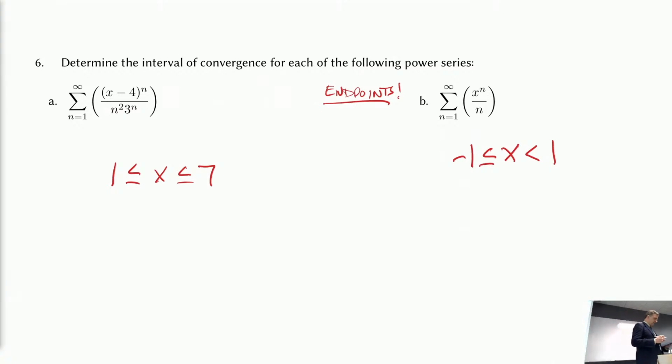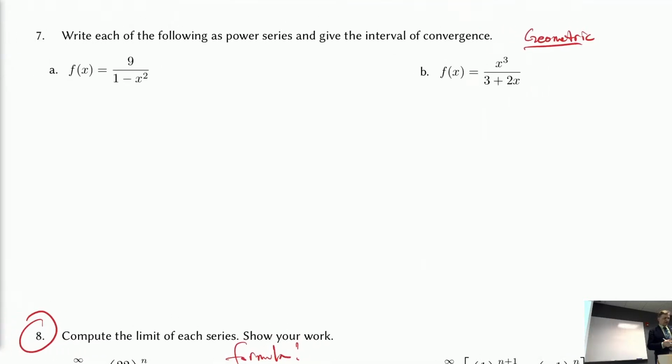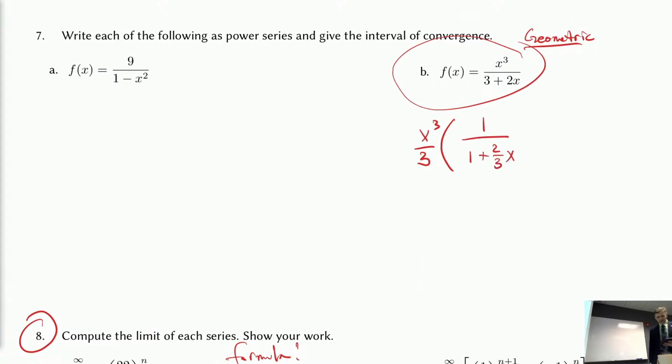Okay, let's see. It's just coming back to me, something else that really bothered me. I know, it's like I get bothered by so much. Okay, these are geometric, which means hopefully you know that, yeah, if you need help with these, but this one especially was challenging for some of you, so let me just write it out really quickly. x cubed over 3 times the quantity 1 over 1 plus 2/3 x. Double check.